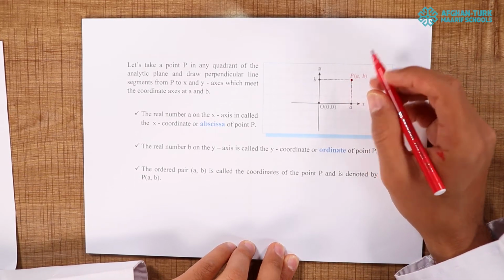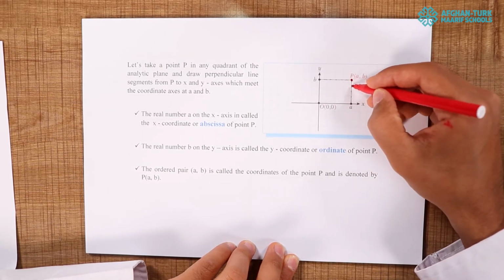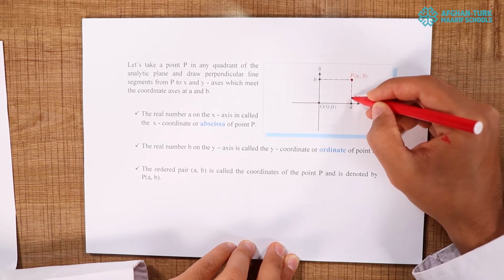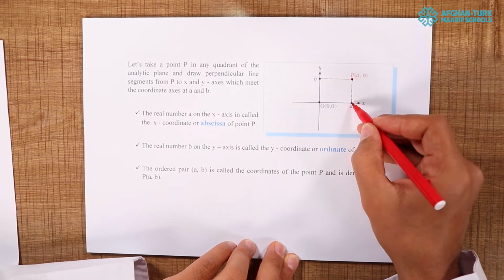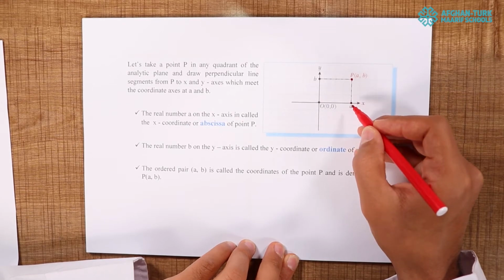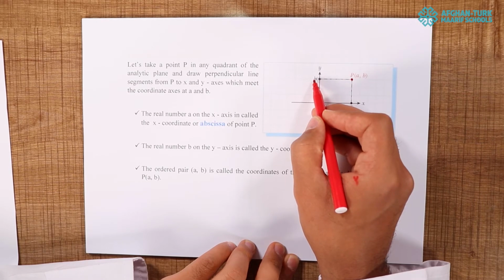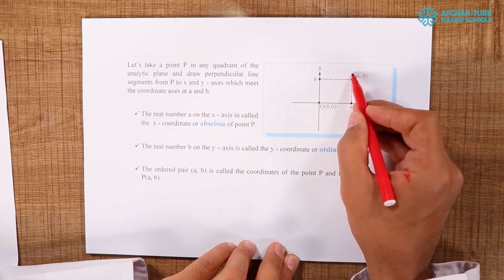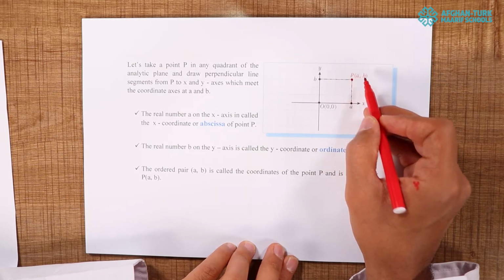After plotting a point in the first quadrant, we are going to draw a perpendicular line to the x-axis and also a perpendicular line to the y-axis. It intersects here and we name it A, and here it intersects, so we write B here. So for point P, the x coordinate is A and the y coordinate is B.